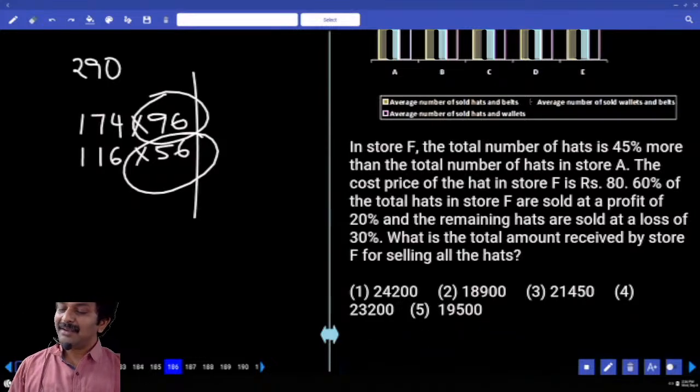Right. Can it be first option? Yes. Can it be second option? Can it be third option? Can it be fourth option? Can it be fifth option?